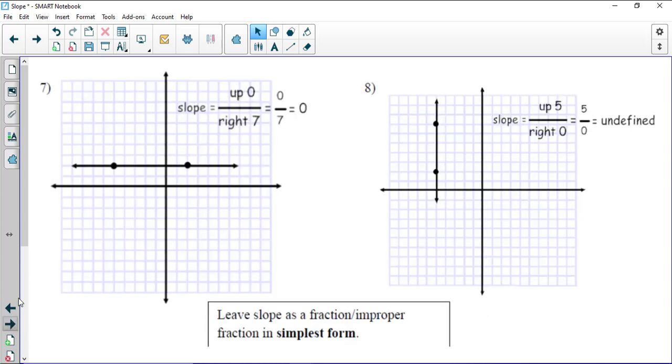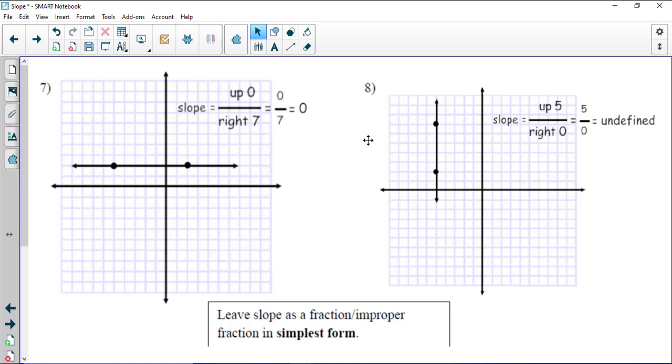All right, number 7. If we take a look at a horizontal line, what we notice is that to get from one point to the other, we go up or down 0. And we go to the right or left 7 units. So the slope of this line is 0 over 7, and 0 divided by anything is 0. That makes sense. If we're talking about the steepness of a line and it's a horizontal line, it doesn't have any steepness. It's flat. So it's like walking on a flat surface, or if you have your treadmill set at 0 so that you're not going up or down, then that's going to be a steepness or a slope of 0.